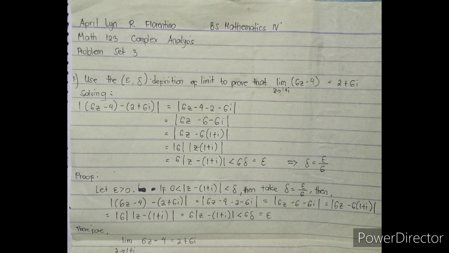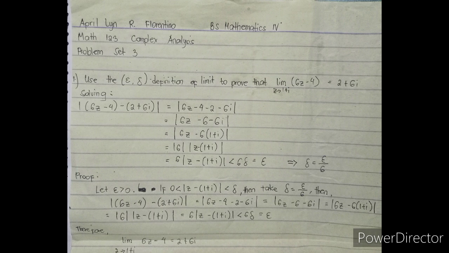the absolute value of 6z - 4 - (2 + 6i) is equal to the absolute value of 6z - 4 - 2 - 6i, which is equal to the absolute value of 6z - 6 - 6i, equal to the absolute value of 6z, common term -6 times (1 + i), equal to the separation of absolute values, common term of 6, which is the absolute value of 6 times the absolute value of z - (1 + i).